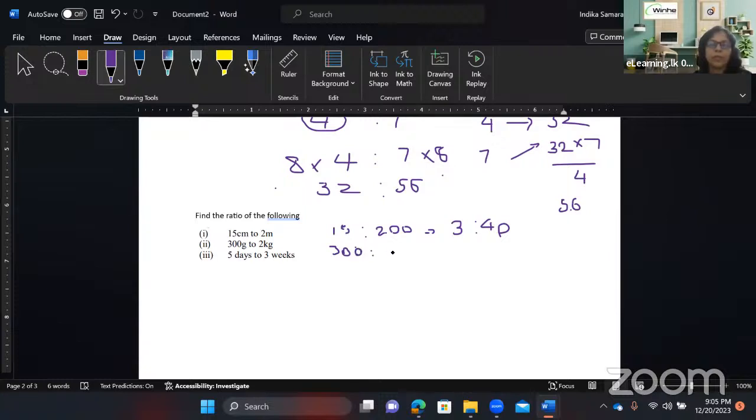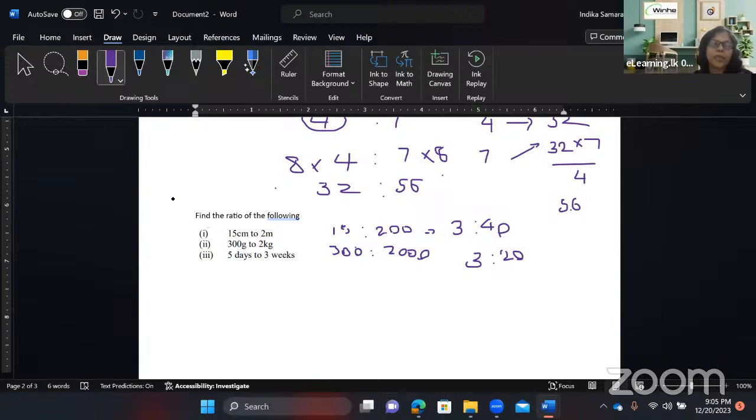If you got 300 grams to 2 kilograms, that means 300 to 2000 grams. 2 kilograms is 2000 grams. Then what is the ratio? 3 to 20.